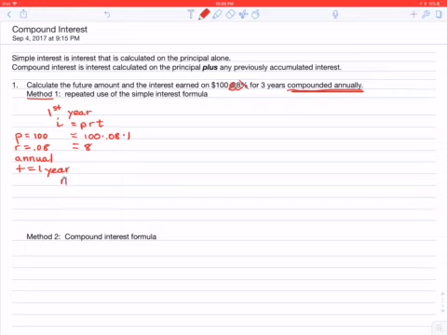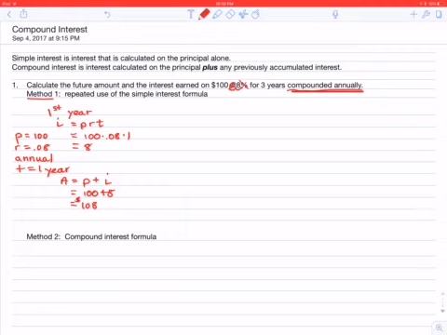So the amount that's in the account at the end of that year would be the principal that we started with plus the interest that was earned. So $100 plus $8, or $108.